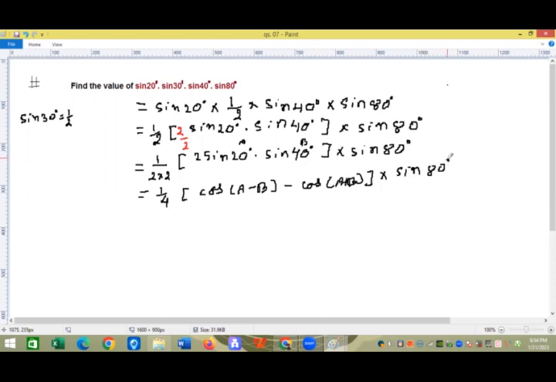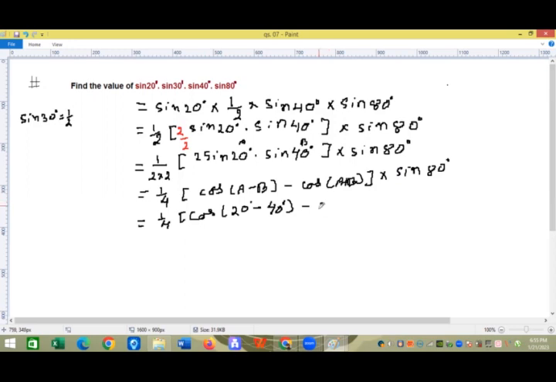If you remember the formula, you can go directly. Otherwise, better you write down the formula and then go further into the steps. So now let's go further here. This is 1 by 4, so this is cos. If you compare, in place of A here is 20, so you can write here 20 degrees, and in place of B here it is 40, so you can write here 40 degrees.